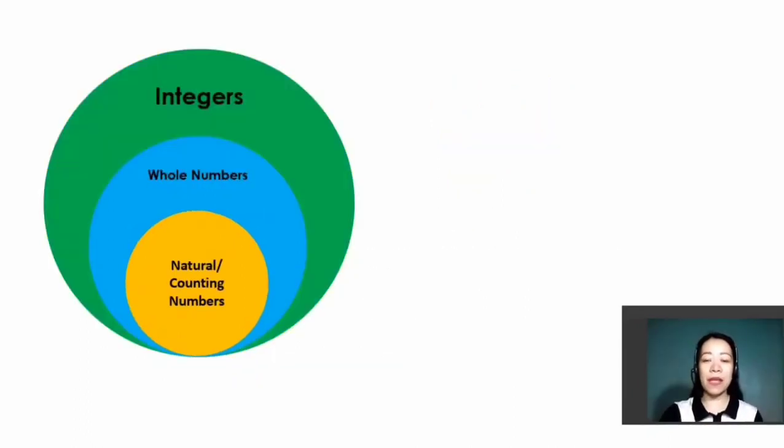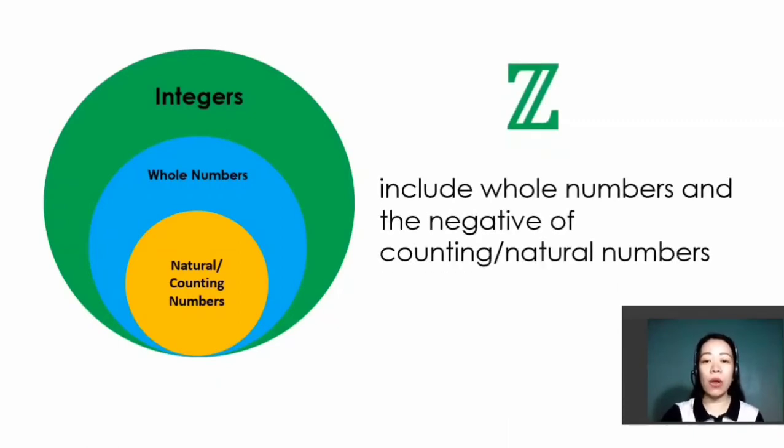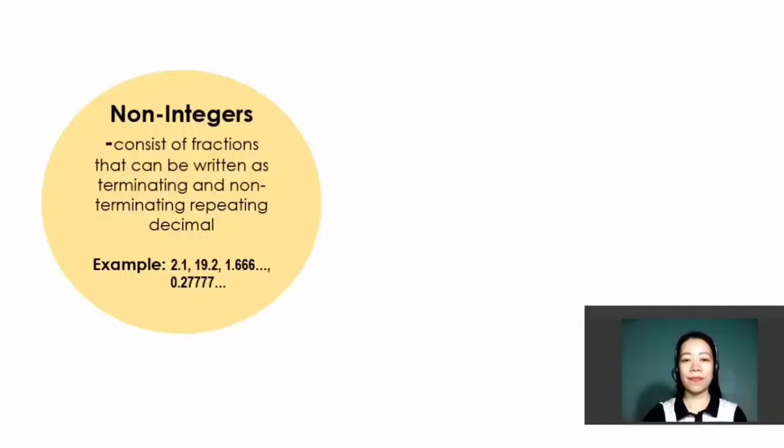The next classification of numbers are called integers, which can be denoted using this symbol. Integers include whole numbers and the negative of counting or natural numbers. So for example, -3, -2, -1, 0, 1, 2, 3, and so on. But then again, integers do not include decimals or fractions.